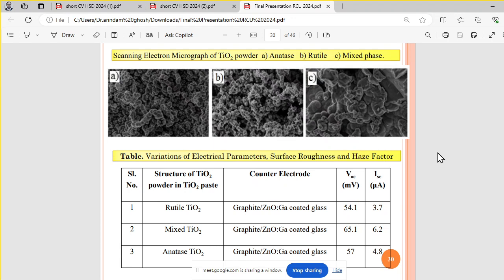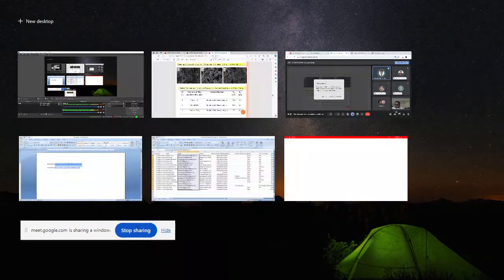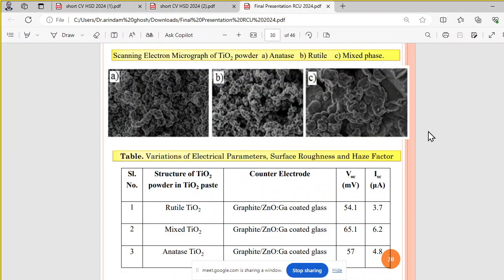From it, it can be seen that the gaps between the particles increase for the mixed phase, creating a more porous structure than the others. The surface looks more rough and more uneven. This is the advantage of scattering, to increase the photons absorbed by dye molecules and give a larger photocurrent.